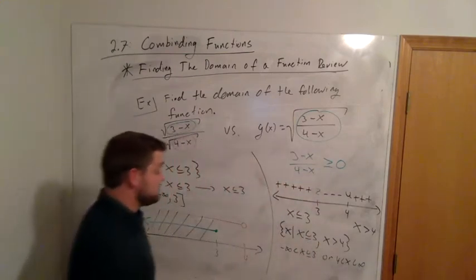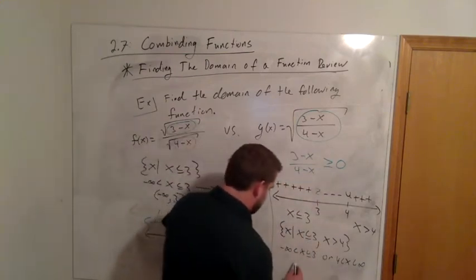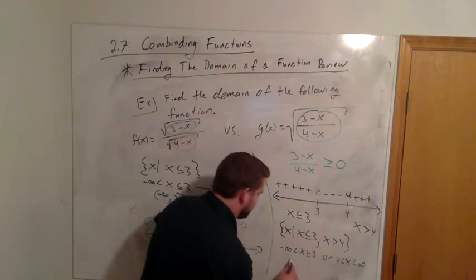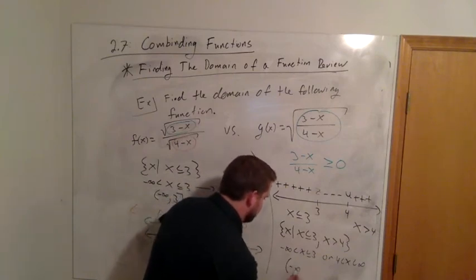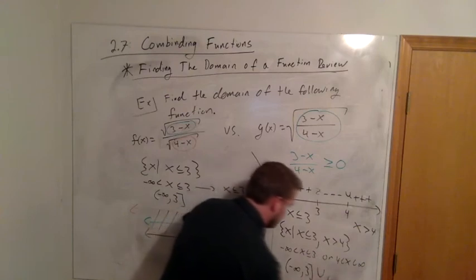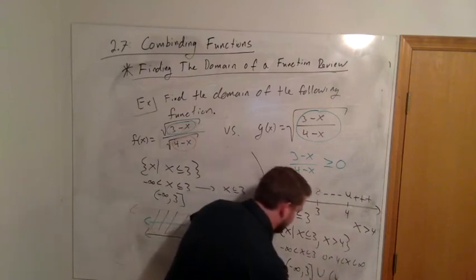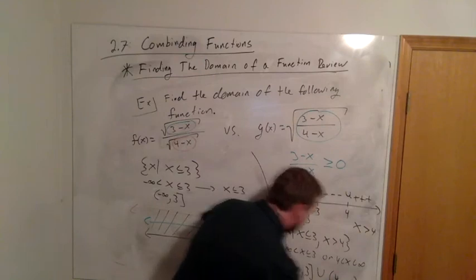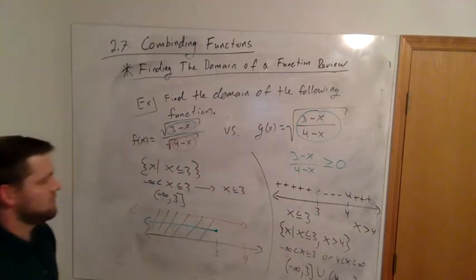If we want to write this in interval notation, we would put a soft bracket, so negative infinity up to 3. We put the union bar, and then we write a soft bracket on the 4 all the way to positive infinity. So that's how we'd write the domain of this example here. So be careful with square roots.